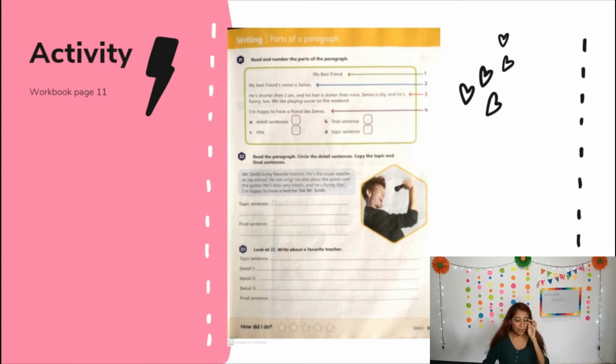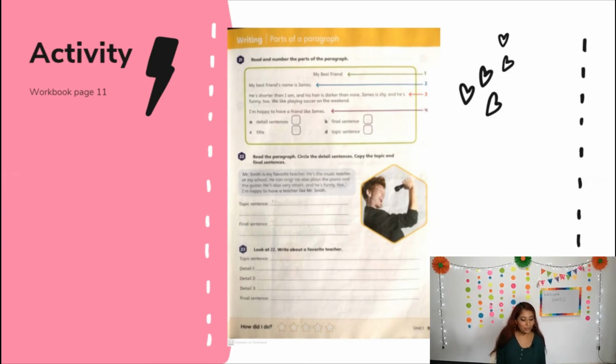copy the topic and final sentence. I'm going to read it for you, but you need to read it at home. Mr. Smith is my favorite teacher. He is the music teacher at my school. He can sing. He also plays the piano and the guitar. He's also very smart and he's funny too. I'm happy to have a teacher like Mr. Smith. You are going to circle the detailed sentences. You can follow this example or the last example that I showed you. And also, you need to copy the topic sentence and the final sentence here, and that's it.